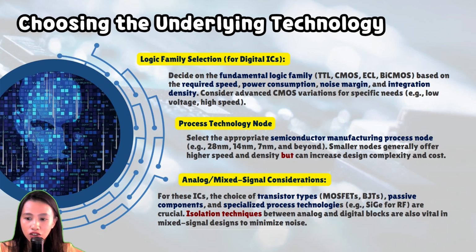Ang process technology node natin, kailangan natin pumili ng sakto lang na semiconductor manufacturing process node. So, node meaning gano'n ka liit or kalaki, may mga sizes tayo dyan, 28, 14, or 7 nanometer. Kasi, the smaller the nodes, they offer the higher speed, kumbaga, at saka density, pero napapalaki yung cost, as usual naman.